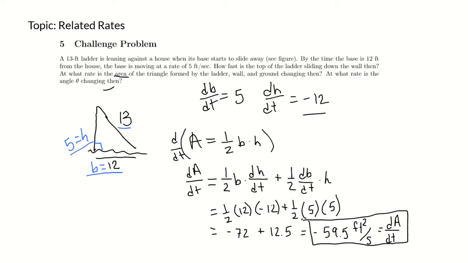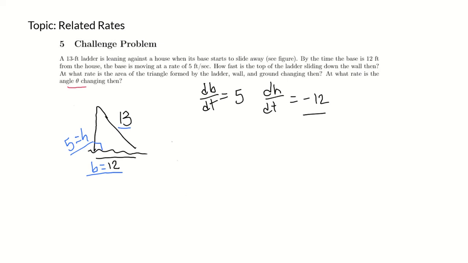Okay, the last part of this problem asks us to find at what rate is the angle theta, which is the angle between the ladder and the ground right here, changing? So let's try to write some formula involving theta. So I'm going to choose sine of theta. The formula for sine of theta in a right triangle, so if we're doing right triangle trigonometry, is the opposite side divided by the hypotenuse side.